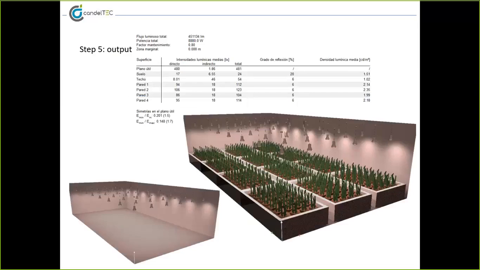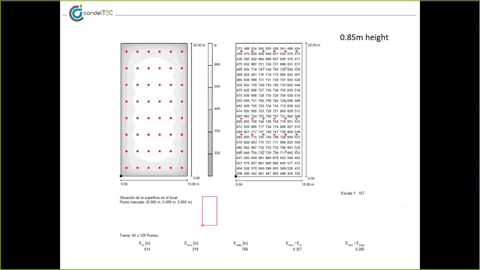The last step is the obtention of the output, the results of the simulation. If we achieve the expected results, perfect. If not, we should modify the distribution of luminaires, add or remove, or maybe mix different types of luminaires.